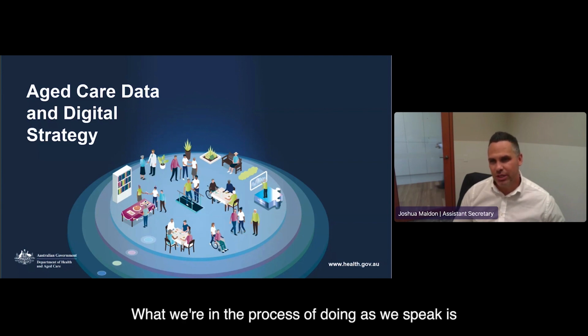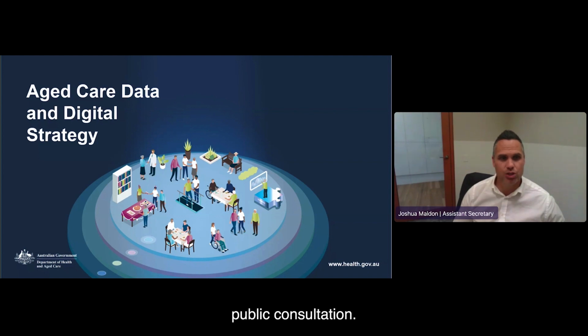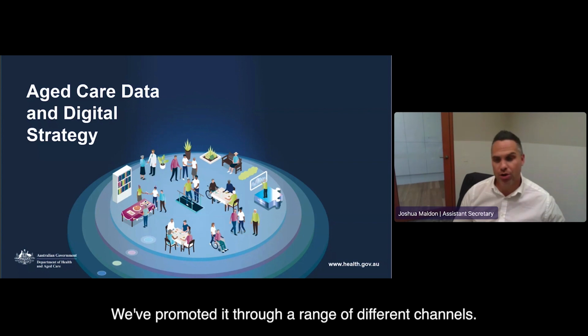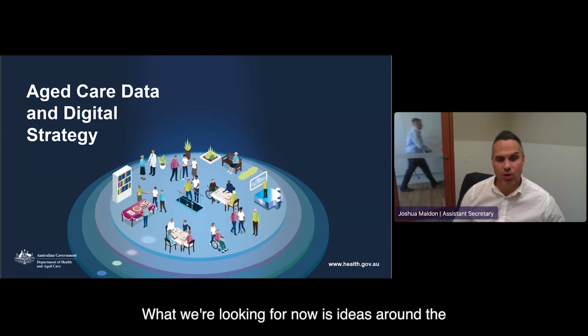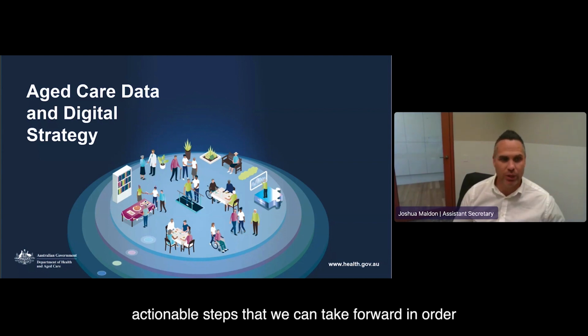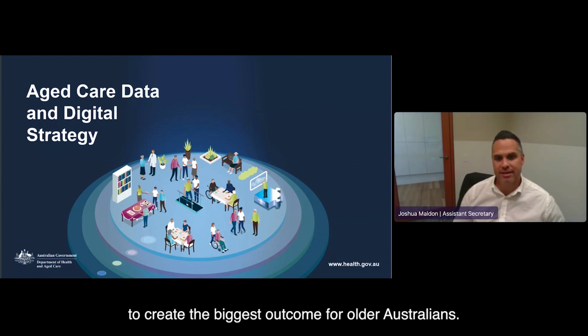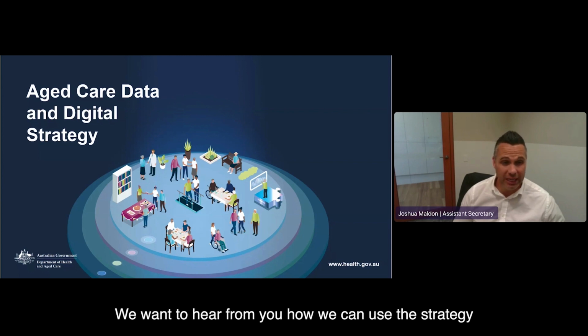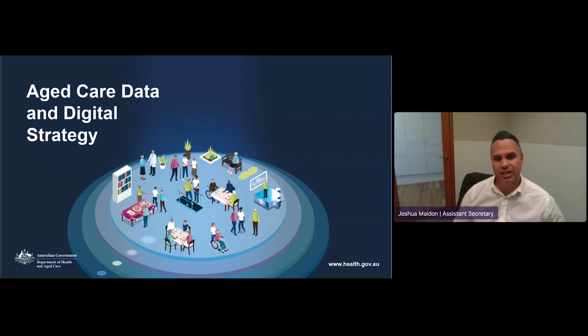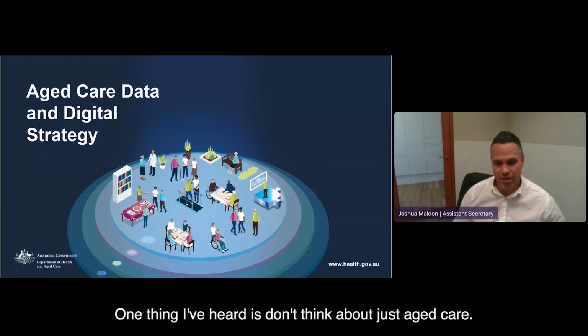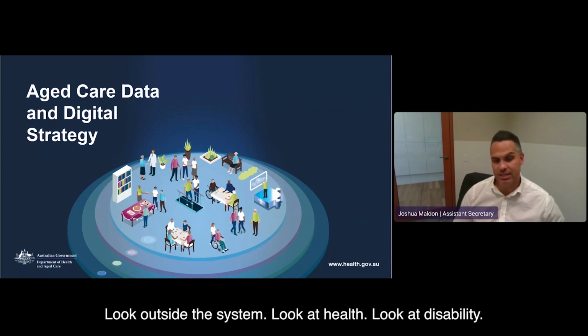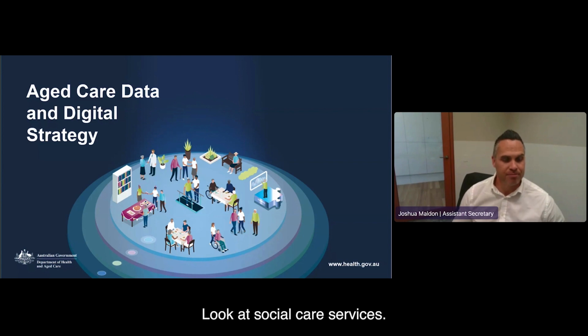What we're in the process of doing as we speak is public consultation. So the draft strategy is out there, it is available on our website. We've promoted it through a range of different channels. What we're looking for now is ideas around the actionable steps that we can take forward in order to create the biggest outcome for our Australians. We want to hear from you how we can use the strategy to lead a sustainable and productive care and support economy. One thing I've heard is don't think about just aged care, look outside the system, look at health, look at disability, look at social care services.